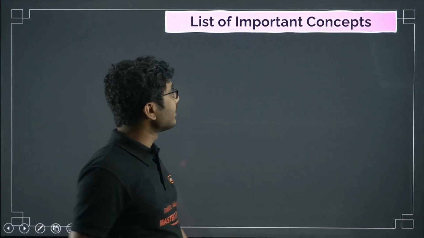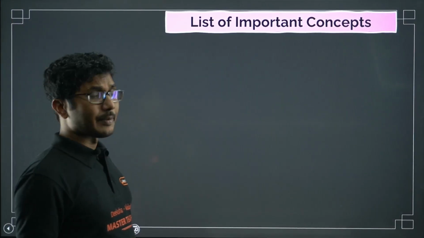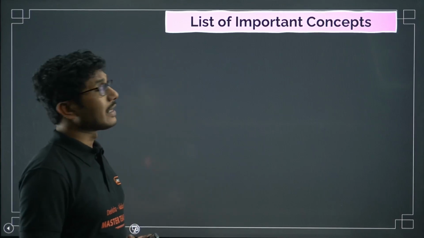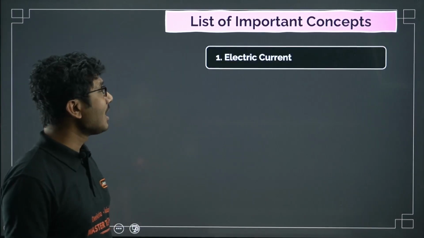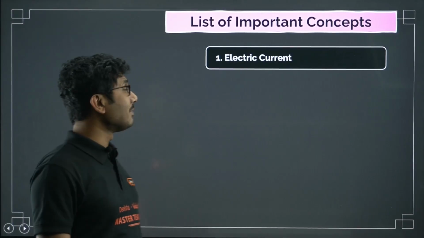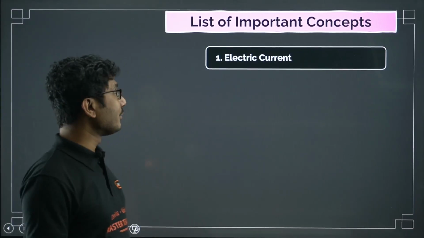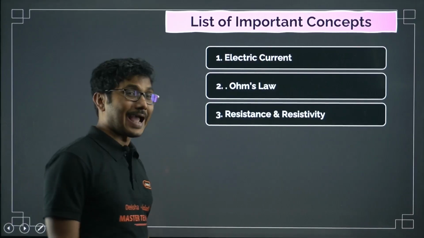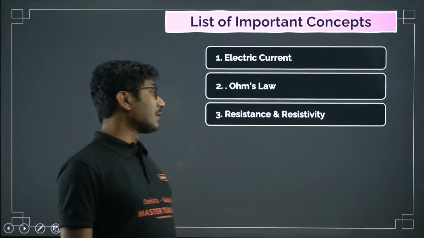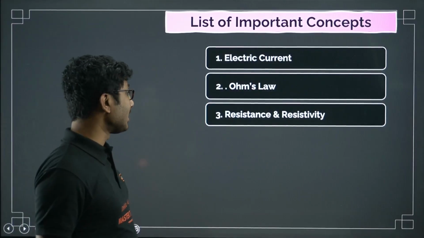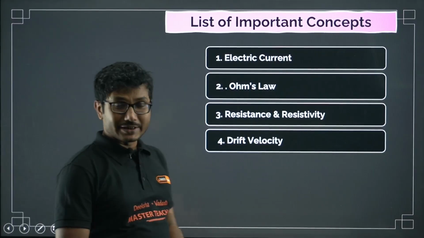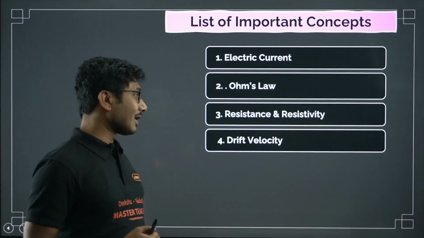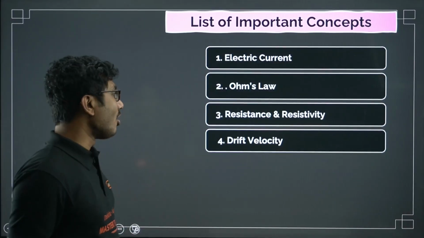First, let us look into all the important concepts from this chapter. If you don't have time and want to revise quickly, what are all the topics that you should revise from this chapter? First of all, electric current. Next is Ohm's law, another important concept. Then we have resistance and its relationship with resistivity, and based on that formula a lot of questions come. Next we have drift velocity, a very important concept. Drift velocity, mobility, electric field, etc. are also linked with drift velocity, so they are all important.